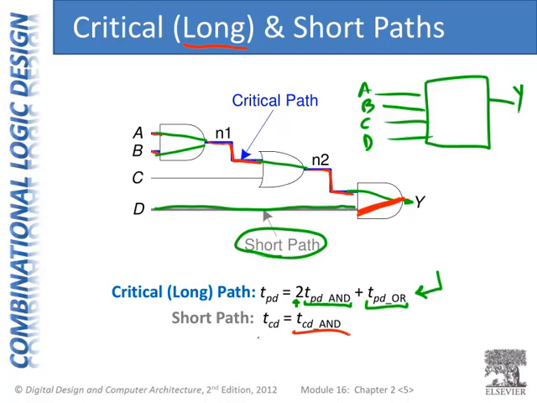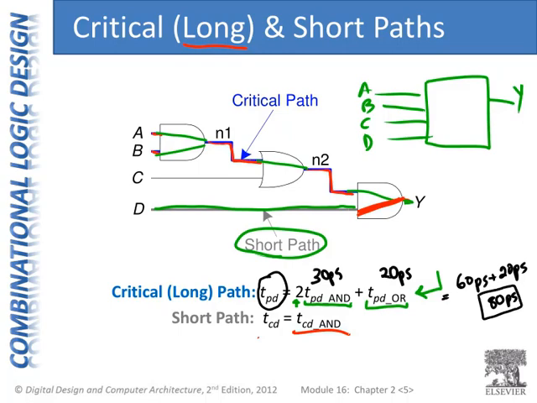So for example, we could give numbers to this. Suppose for our AND gate the maximum delay is 30 picoseconds. So TPD AND is 30 picoseconds. And the propagation delay of the OR gate, the maximum delay of an OR gate, could be, for example, 20 picoseconds. So then the overall critical path, or TPD maximum delay of the circuit, is 2 times 30, we get 60 picoseconds, plus 20 picoseconds. So the overall delay of that circuit is then 80 picoseconds.